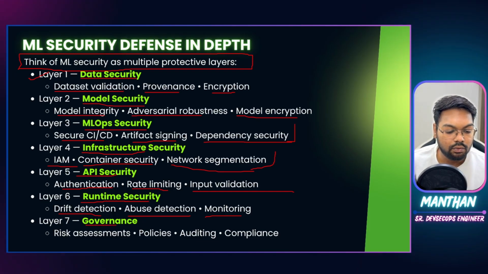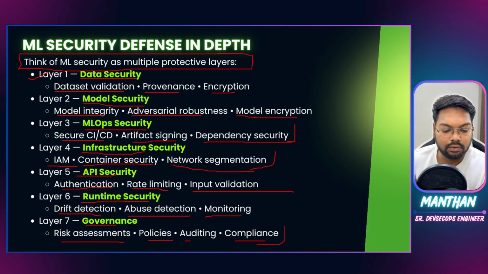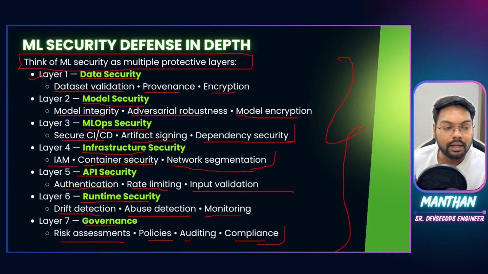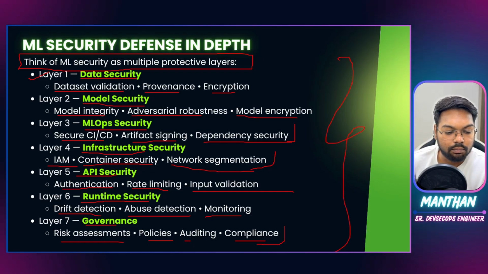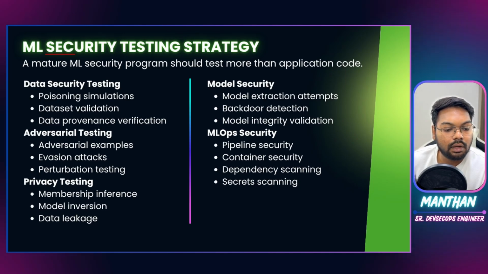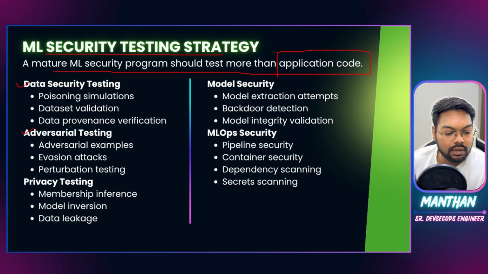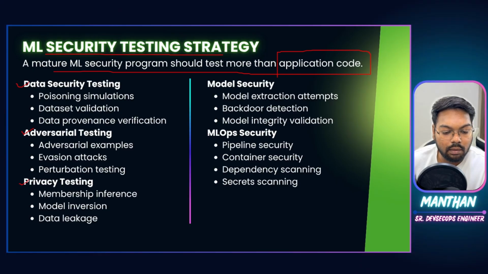And then governance is like you can do risk assessment and then apply policies, auditing and compliance regulations that you can see over there. So these are the different layers that you can use to secure your machine learning models. Then there are different ML security testing strategies that you can use. A mature ML security program should test more than just the application code or the algorithm that is associated with the model.